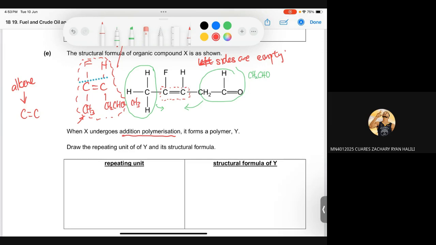So what is this called? I give you a clue. So I have M. The monomer. Monomer, correct. So this guy here is the monomer. It is the starting unit.